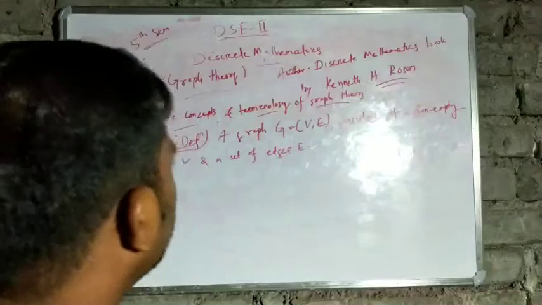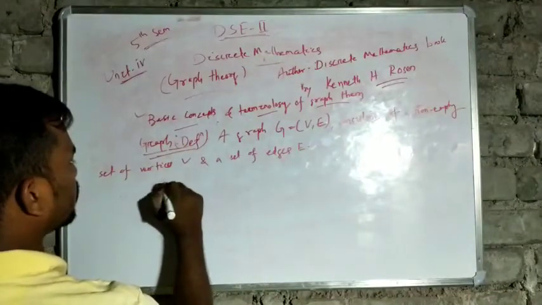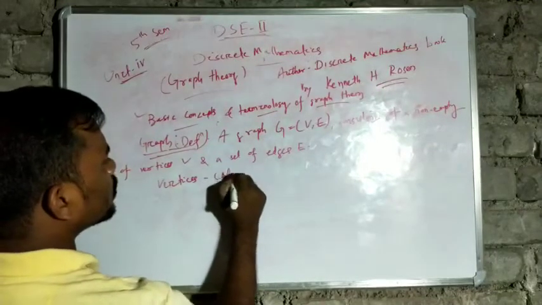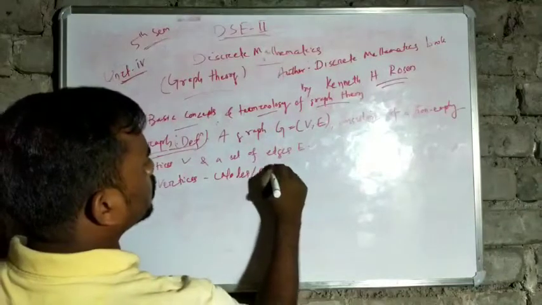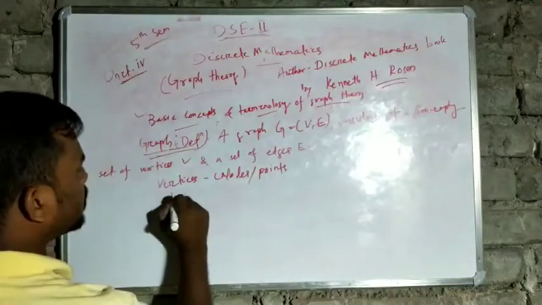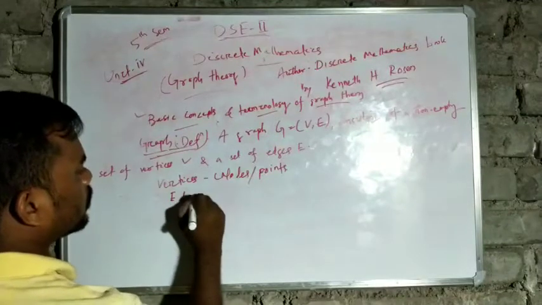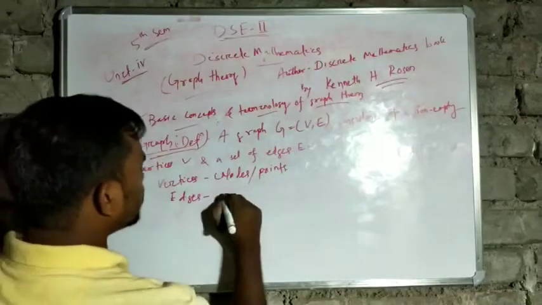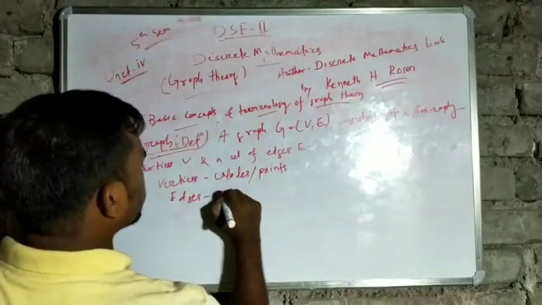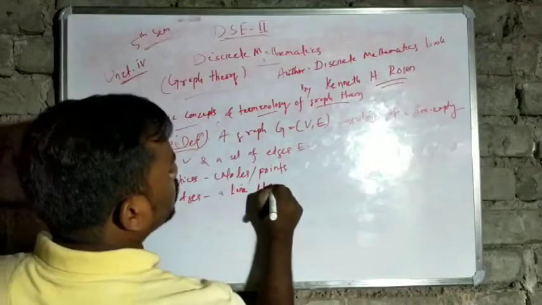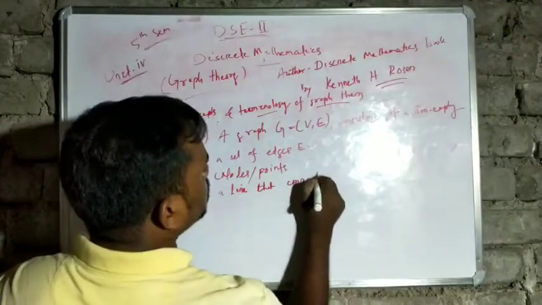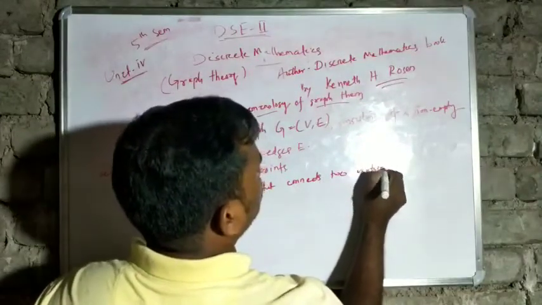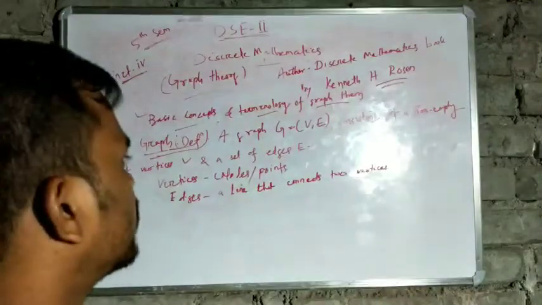So what do I mean by vertices? Vertices are nothing but your nodes or points. And what do I mean by edges? Edges means a line that connects two vertices.